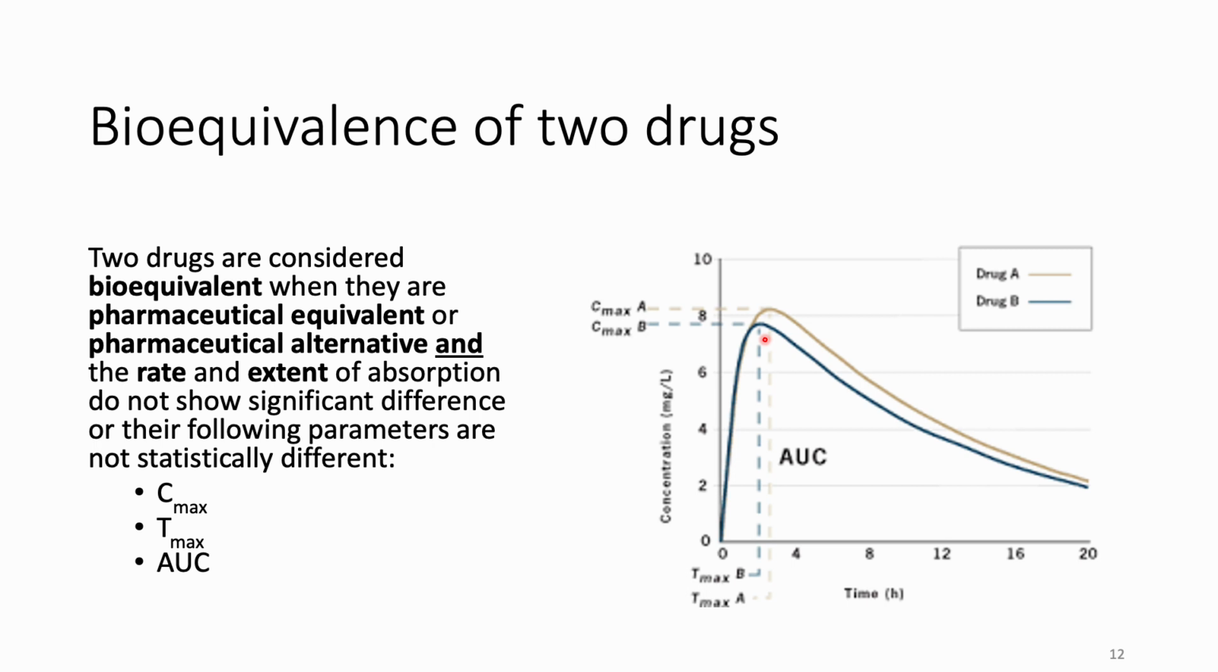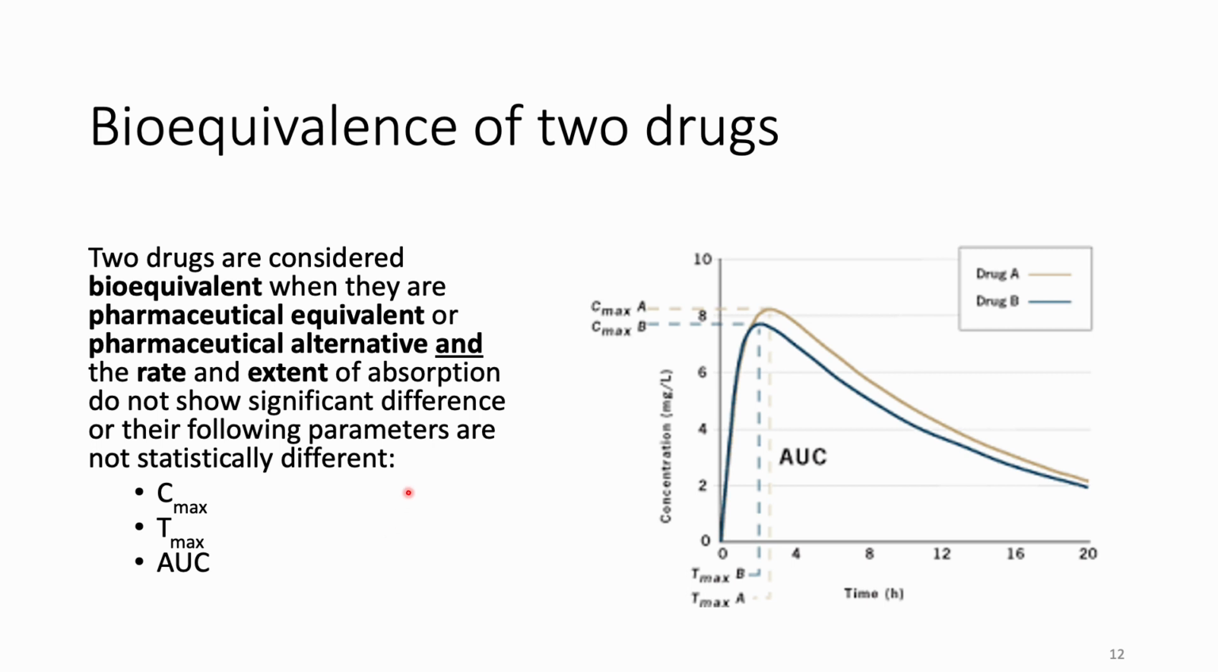In the study of bioequivalence, two drugs are considered bioequivalent when they are pharmaceutical equivalents or pharmaceutical alternatives and the rate and extent of absorption do not show significant difference, or the following parameters are not statistically different: Cmax, Tmax, and AUC.